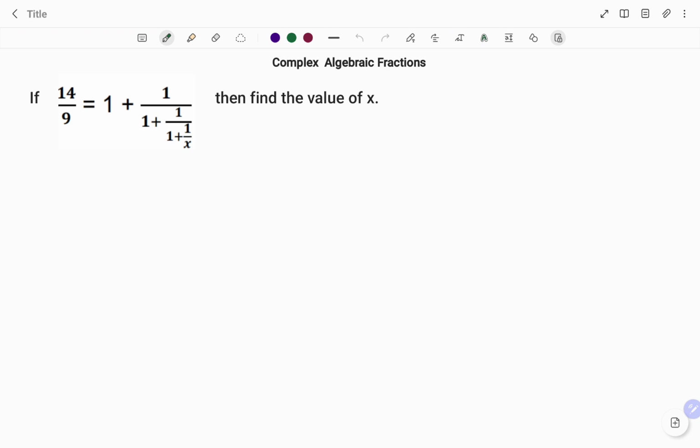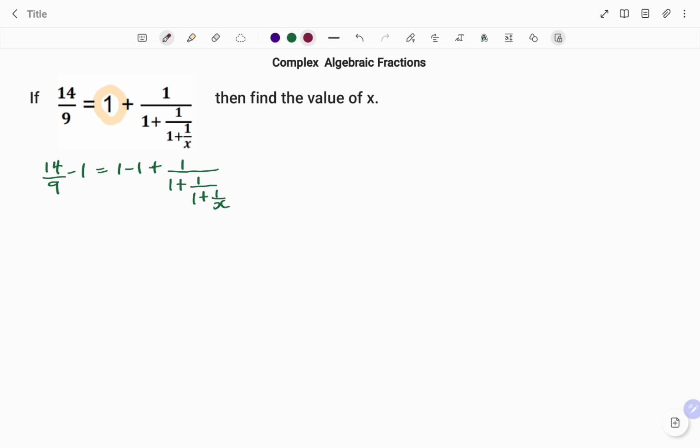To start with, the first step is to move my whole number 1 to my left hand side. Because it's positive on the right, when it gets to the left hand side it becomes a negative number. So I have 14 over 9 minus 1. Notice that whatever you do on your left, you do on your right. So I have 1 minus 1 plus my complex fraction, that's 1 over 1 plus 1 over 1 plus 1 over x.